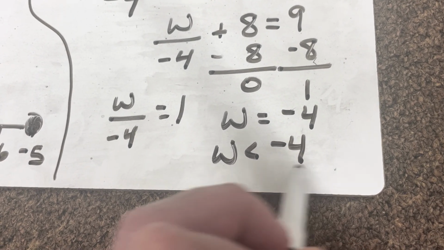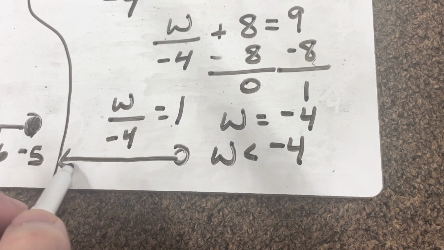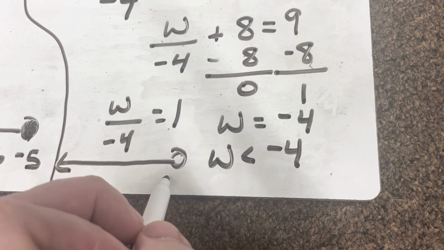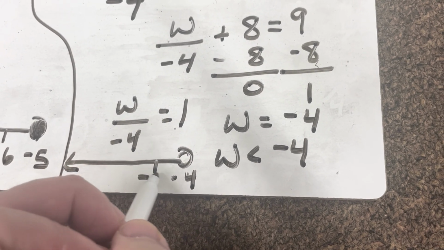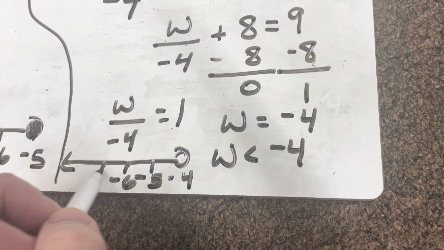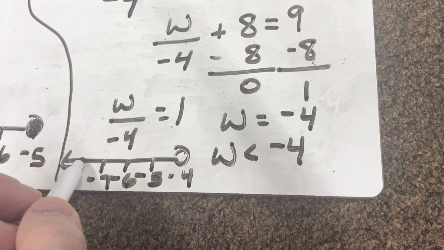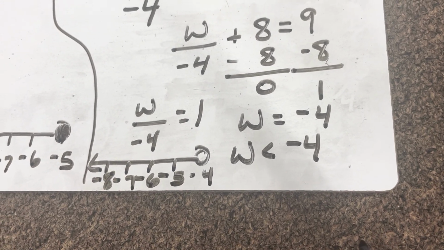Which means my graph is going to be going to the left. It's going to stay unshaded because it can't equal negative 4. It has to be less than negative 4. And then I'm going to fill it in. Negative 5, negative 6, negative 7, negative 8. All right? Moving right along.